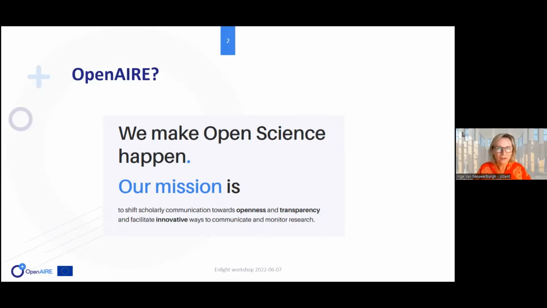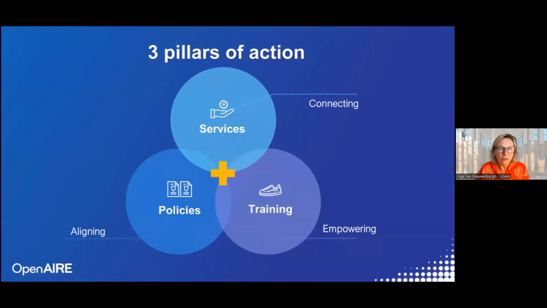So open scholarly communication, of course. So how do we disseminate research knowledge? There are three pillars of action in OpenAIRE, and that's services, that I will come back to each one of them, services, training, and policies, because these are the three important pillars to achieve an open infrastructure for scholarly communication.